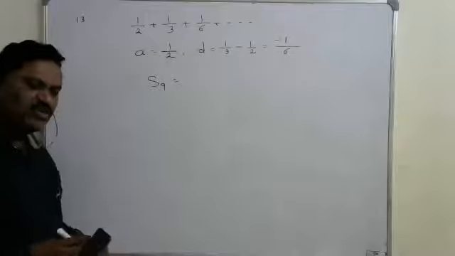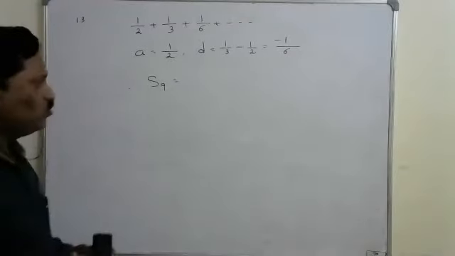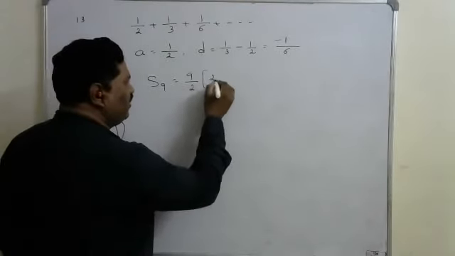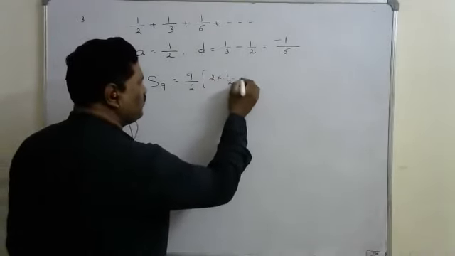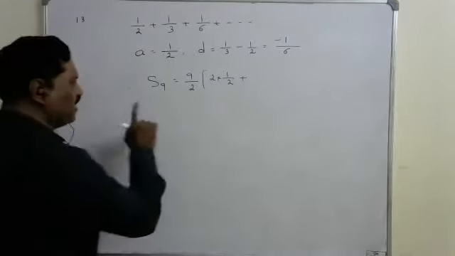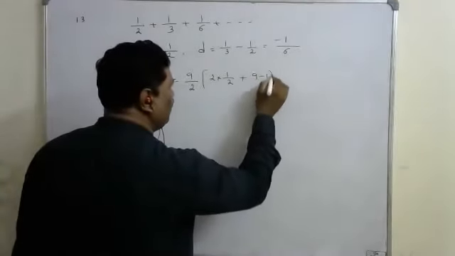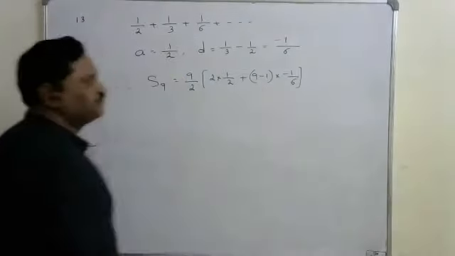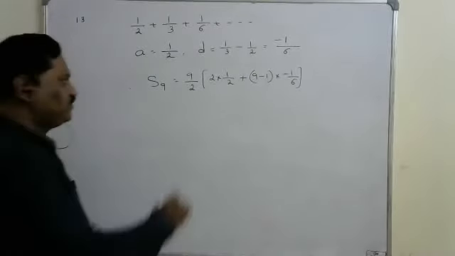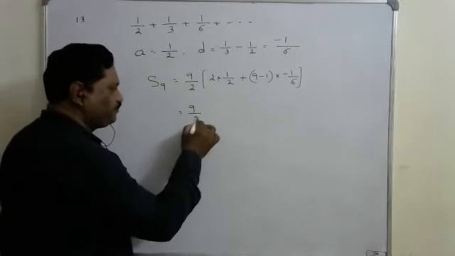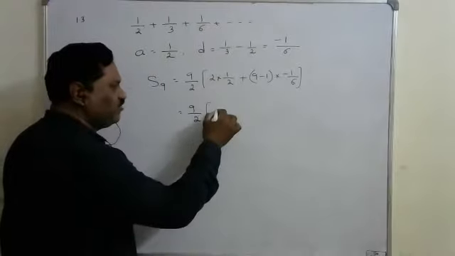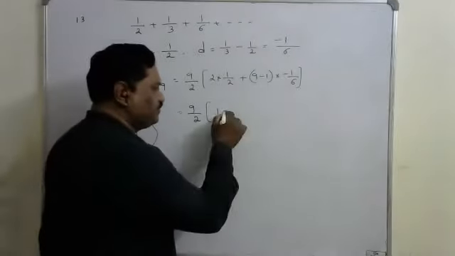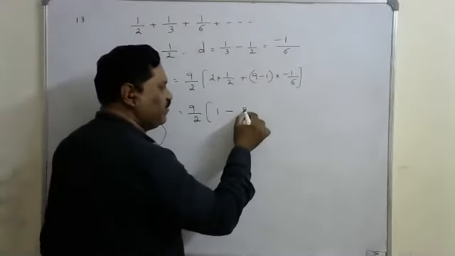To find that we know the formula: n by 2, n means here 9, into 2 into A, where A is 1 by 2, plus n minus 1, where n is 9, so 9 minus 1, into D, where D is minus 1 by 6. Now 9 by 2 into, here the 2 gets cancelled, remaining 1 will be there, plus into minus, that is minus 8 by 6.